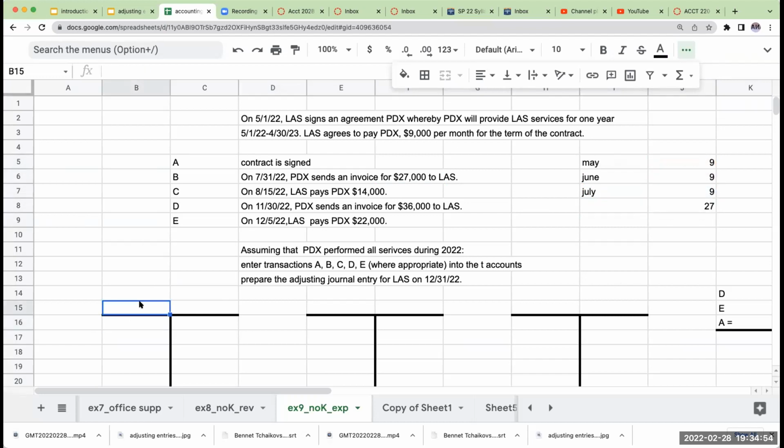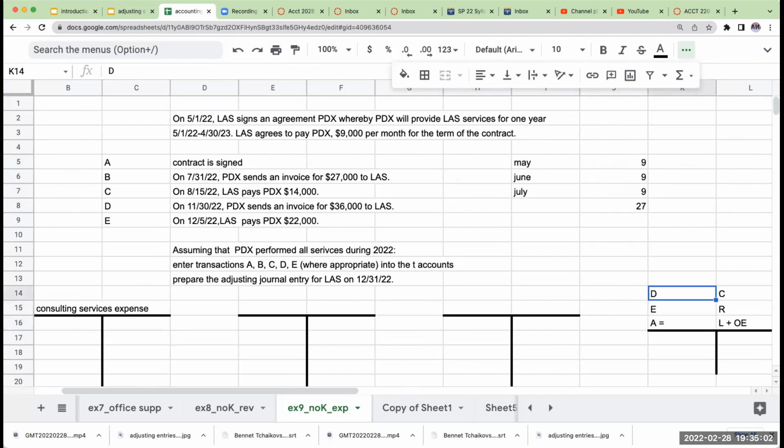So we're going to go ahead and record consulting services expense on 7/31/22. I record my expenses with a debit. I'm going to credit accounts payable because I have received the benefit of those services, but I have not yet paid it. So right over here, this is going to be on 7/31/22. Okay, let's go to the next one.